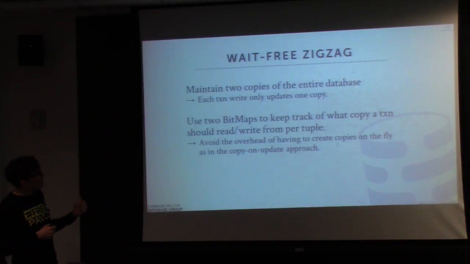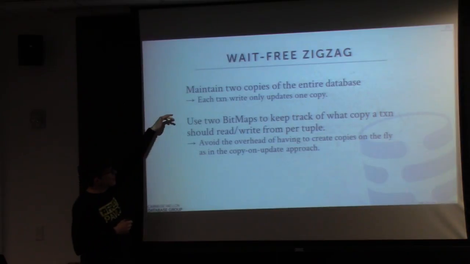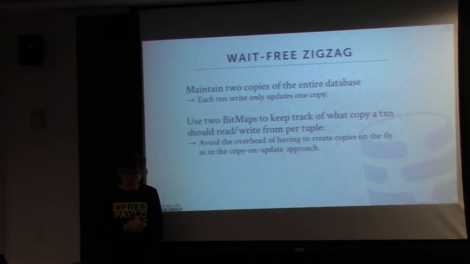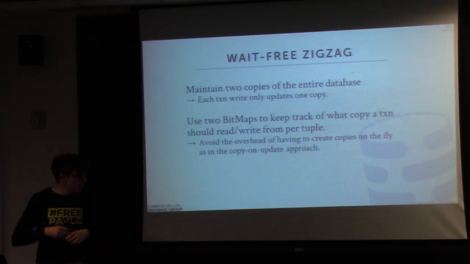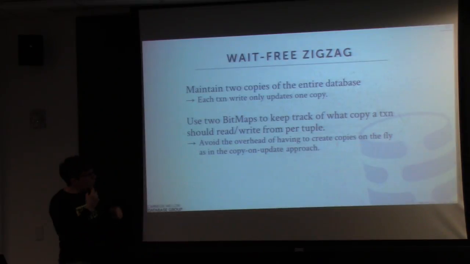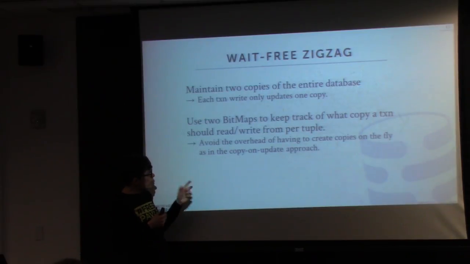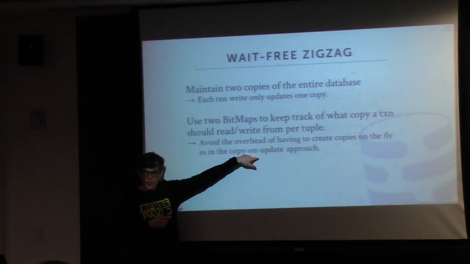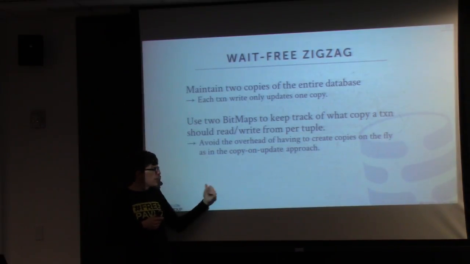All right, so in wait-free zigzag, we're always going to have two copies of the database, and our transaction can only write to one of those copies at a time during a checkpoint. When the checkpoint finishes and we restart the next one, all the writes will go to the other copy. To figure out where to go, we're going to maintain two bitmaps that tell us where the transactions should do a read or write from on a per-tuple basis. Again, this avoids maintaining multiple copies of the tuple, as we saw in the copy and update approach.